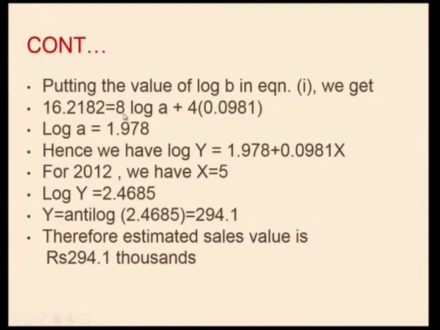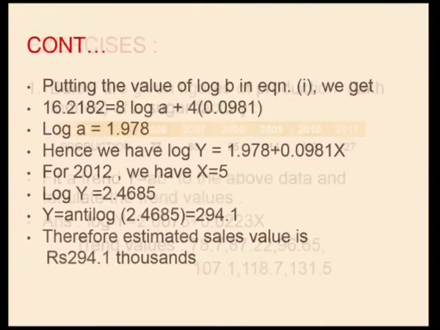Now putting the value of log b in the first equation, we get 16.2182 equal to 8 log a plus 4 into 0.0981. From this we get log a is equal to 1.978. Hence we have log y is equal to 1.978 plus 0.0981x. For 2012, x is 5. So y is equal to anti-log of 2.4685. So the y value will be 294. Hence the estimated sales value is 294.1 thousands.